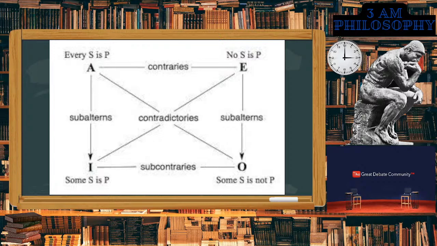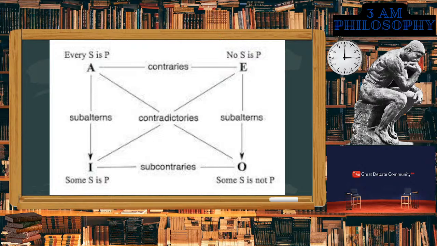So no fish is P. So E is true. If E is true, then what follows? Well, if E is true, then A is false. I has to be false because it's contradictory. And O has to be true, because if no fish are mammals, then it can't be true that some fish are not mammals. Yeah, some fish are not mammals because none are mammals.